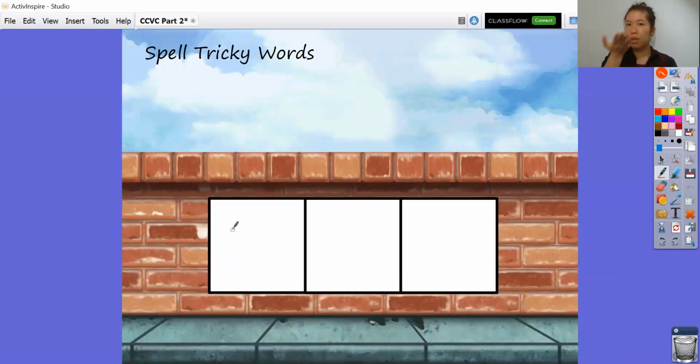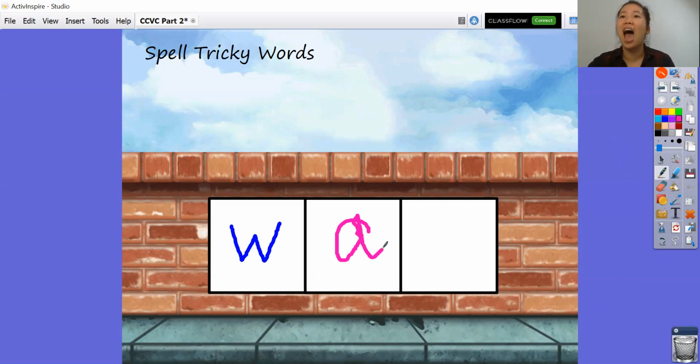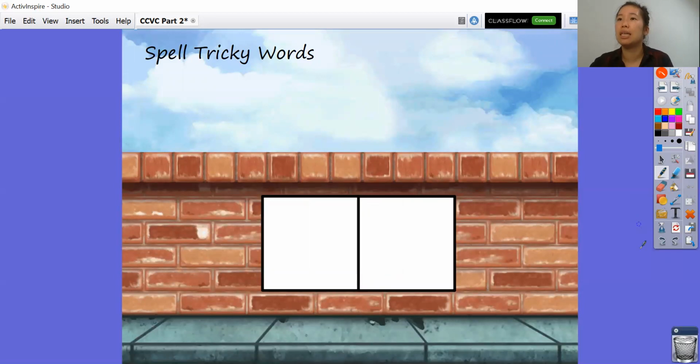So we've got w. Write that down. And the tricky bit, did you get it? It was actually a. That's how we say it if we were to read it using our phonics, but it is the word was. Okay, so the tricky bit I've written in pink so you can see. And then yesterday we talked about how sometimes when we say the word, we say z instead, but it is actually s, okay?